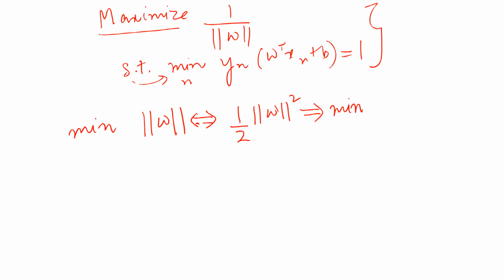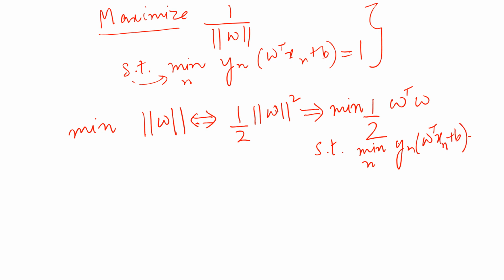So what I'm doing is minimize half of this, and this thing by the way is nothing but w transpose w, right, in my better vector notation, subject to again whatever my constraint was, minimum over n of yn w transpose xn plus b equals 1. All right. So this is my optimization problem, but I'm seeing this min here in my constraint.